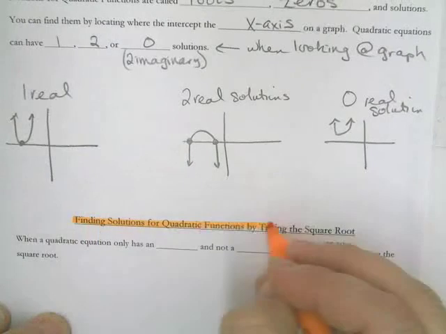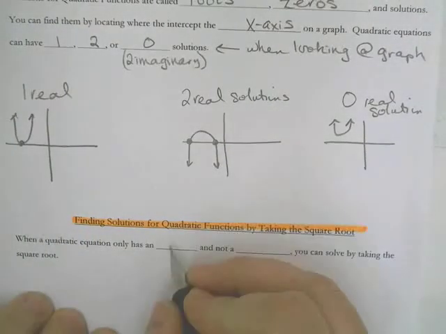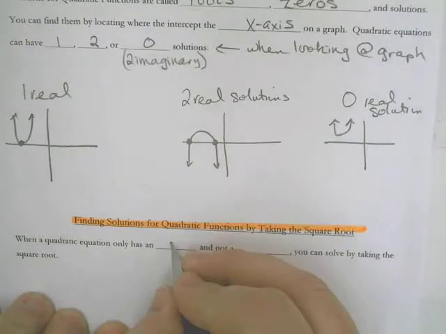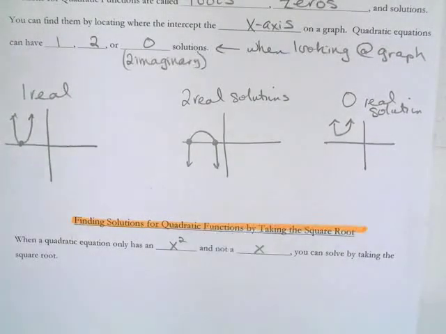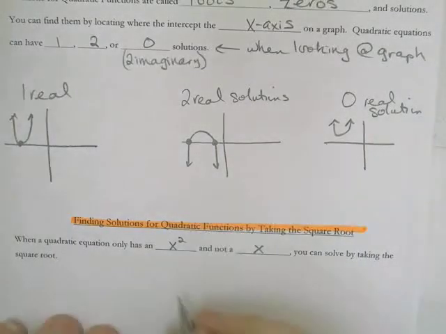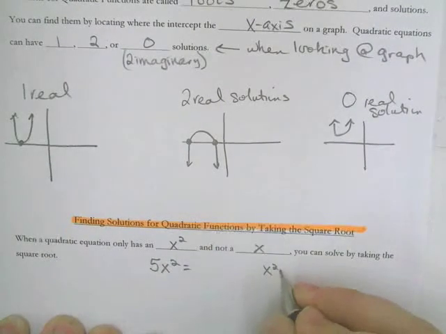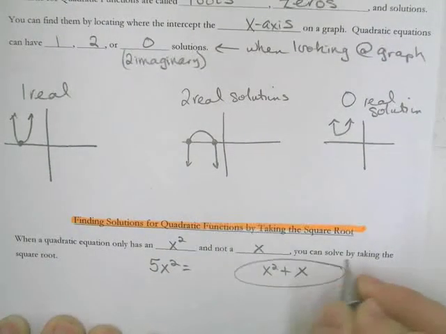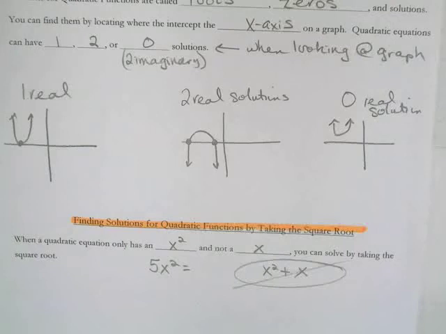Okay? When a quadratic equation only has an x squared and not a regular x, you can solve it by taking the square root. Eventually we'll learn how to use something called completing the square, but right now we're just wanting equations that look like this. 5x squared equals something. We do not want anything like this where it has both of those. Those we will not do right now with taking the square root.